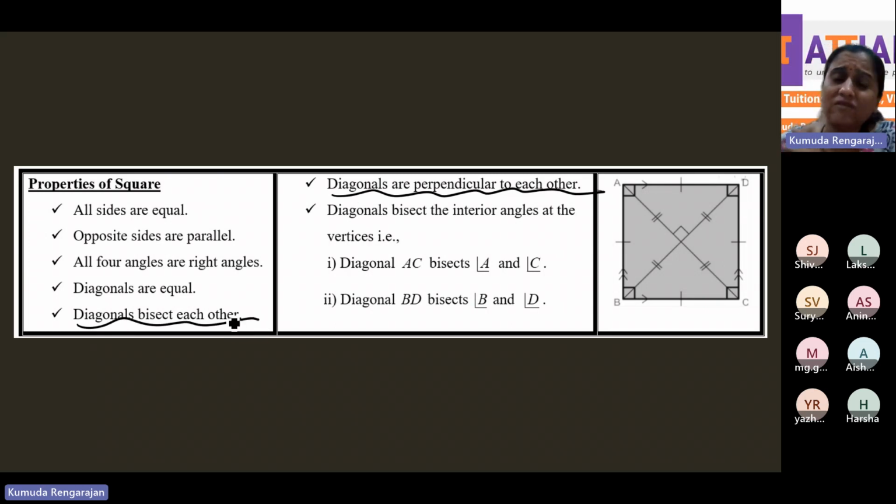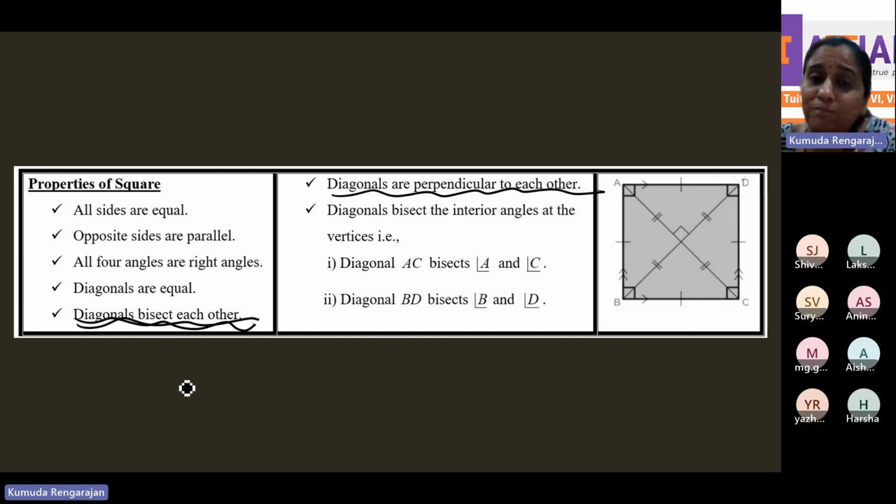Diagonals bisect each other everywhere. Everywhere meaning in the four figures we've seen so far, not in a kite. I'm talking about parallelogram, rhombus, rectangle, square. In all these four, the diagonals bisect each other.